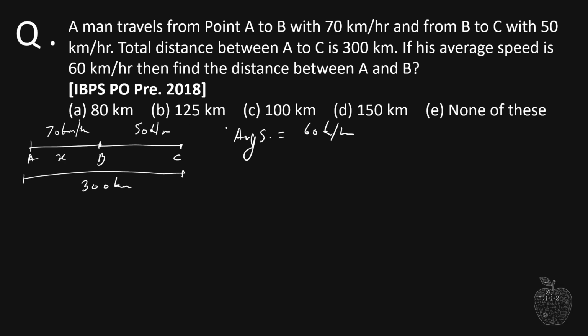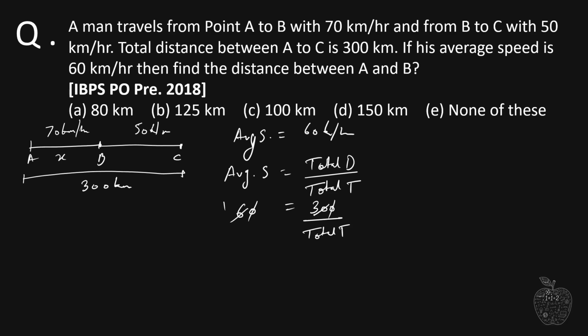Okay. Now we know the formula for average speed. It is total distance upon total time. Here we are given total distance, which is 300 kilometers, upon total time, which we don't know, and average speed is 60. So the zeros get cancelled, 6 1s are 6, 6 5s are 30. So we get total time is 5 hours.